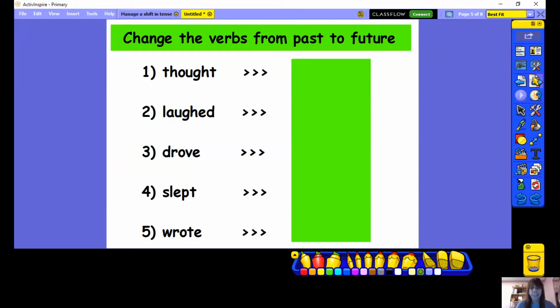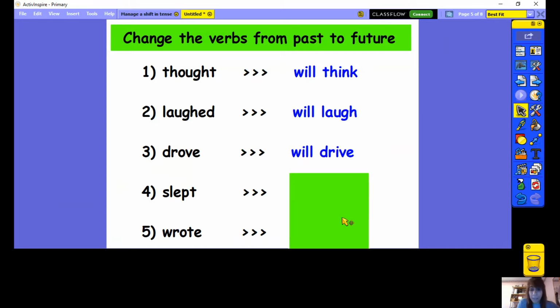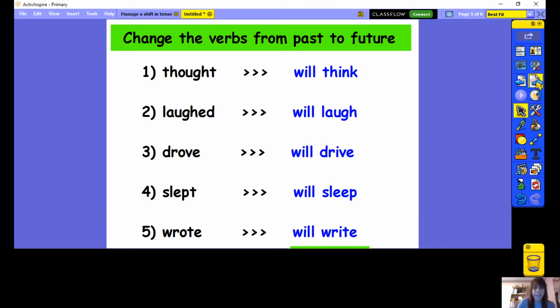So I'll do the first one with you. Yesterday I thought, tomorrow I will think. So now we've got yesterday I laughed, tomorrow I will laugh. Yesterday I drove, tomorrow I will drive. Yesterday I slept, tomorrow I will sleep. And yesterday I wrote, tomorrow I will write. Okay, so that will word is what's really useful there.